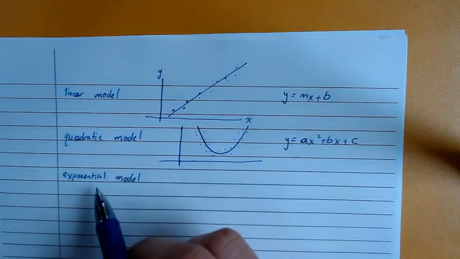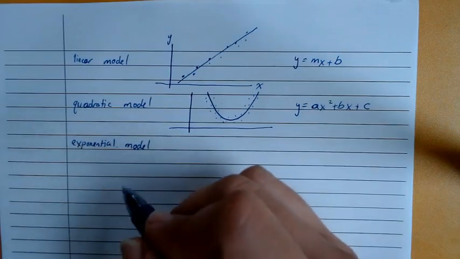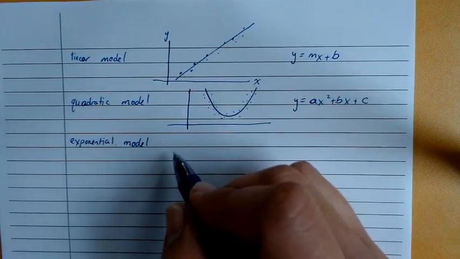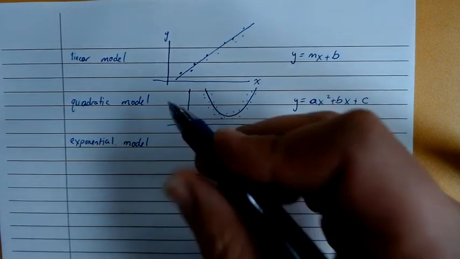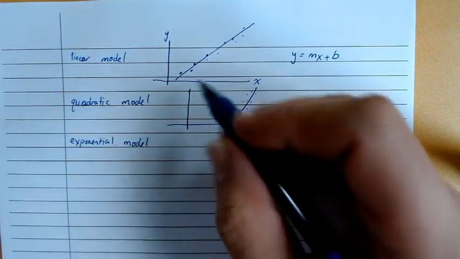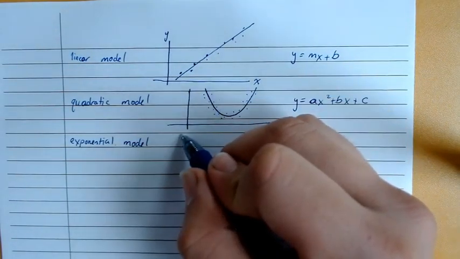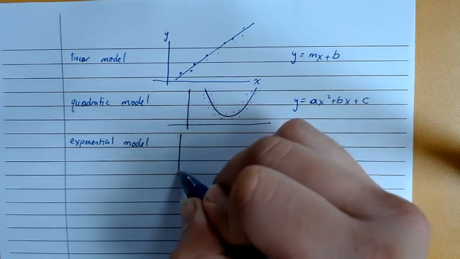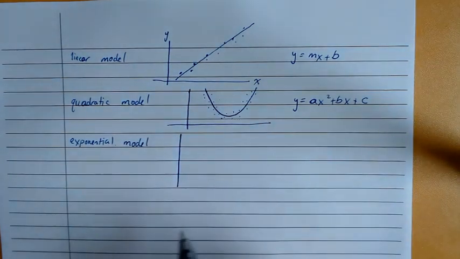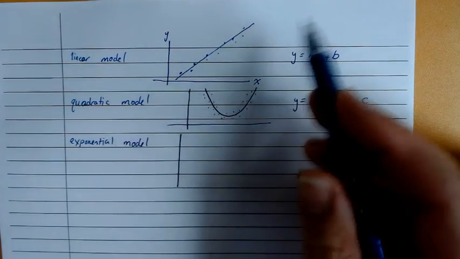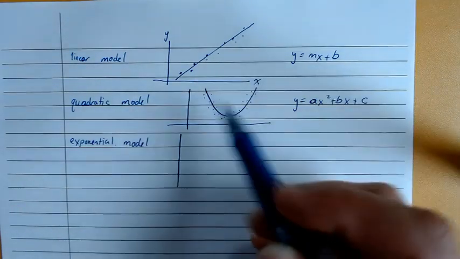And the third kind of model that we want to look at, there's only three models that we're going to look at, although there are many others that exist. These three happen to occur very often in many different fields: biology, chemistry, physics, economics, psychology, sociology. Lots of things appear along one of these three patterns.